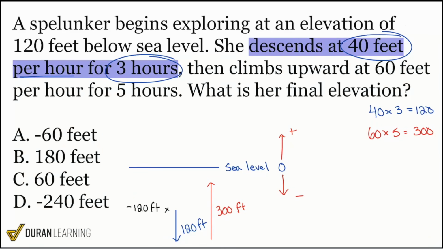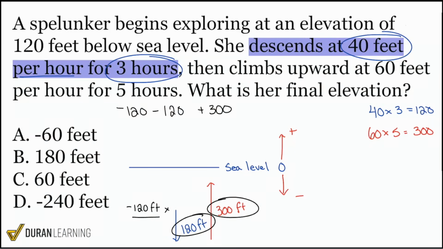So this is where things get interesting, because we have to understand how far we go down versus how far we go up so we can see where we end up. And the interesting thing about this is that we actually end up above sea level. Let me show you how. So let's start with that negative 120 right over here. And then everybody, we went down another 120, so we'll subtract 120. And then that climb right over here means that we're adding 300.